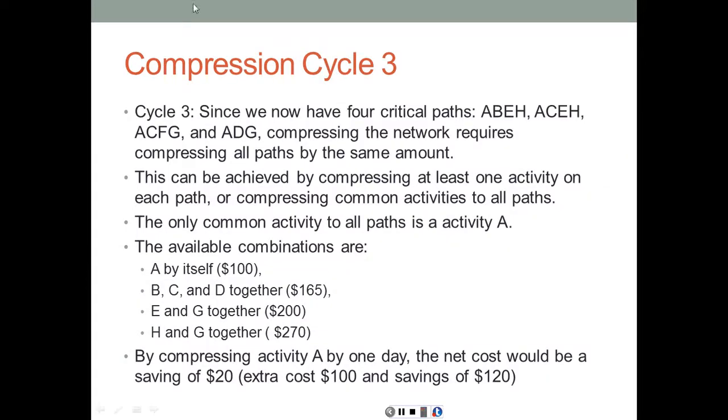Therefore, now we have 4 critical paths. It can be achieved by compressing at least one activity on each path or compressing common activities on all paths. The only one that's common is activity A. So A by itself is $100. B, C, and D, 3 critical paths, $165. E and G, $200. H and G, $270. Therefore, the cheapest to compress is activity A.